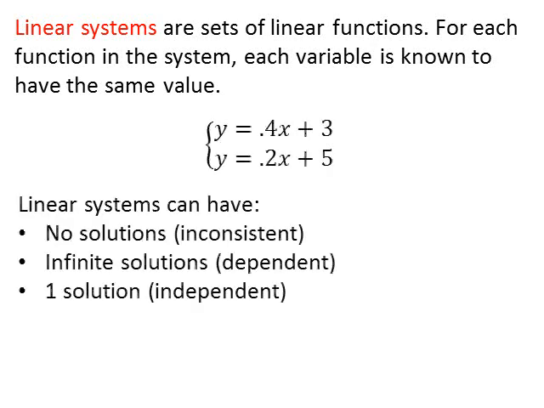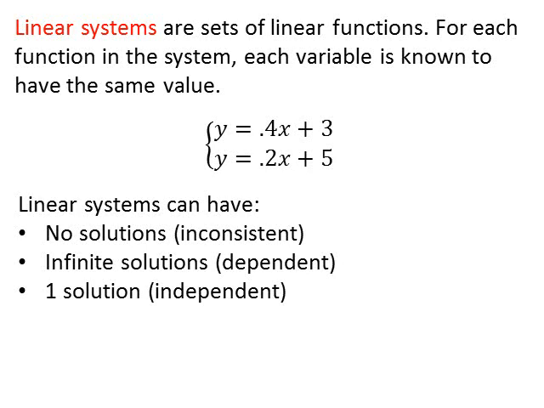So linear systems, otherwise known as linear systems of equations, are sets of linear functions. For each function in the system, the variables are the same throughout each function. So if I know Y for number 1, that's supposed to be Y for number 2. If I know X for the first one, that's supposed to be X for the second one. So that's the linear system we just set up. Whatever I say X is, that's the X for all of the equations. Whatever I say Y is, that's the Y for all of the equations.